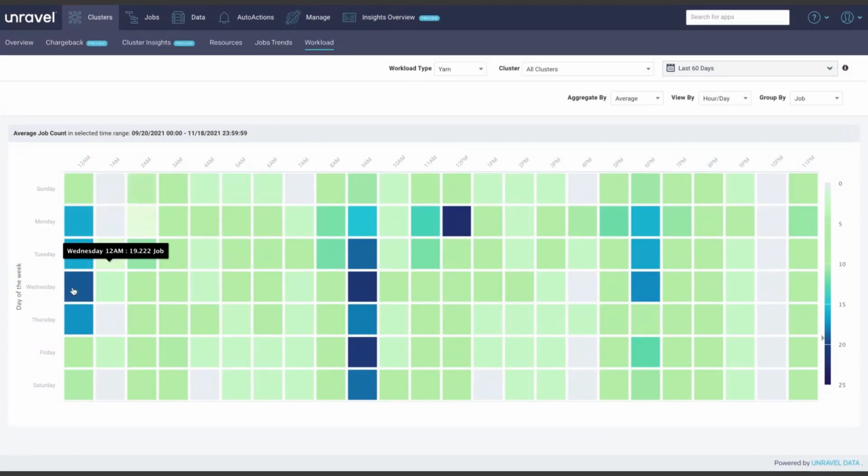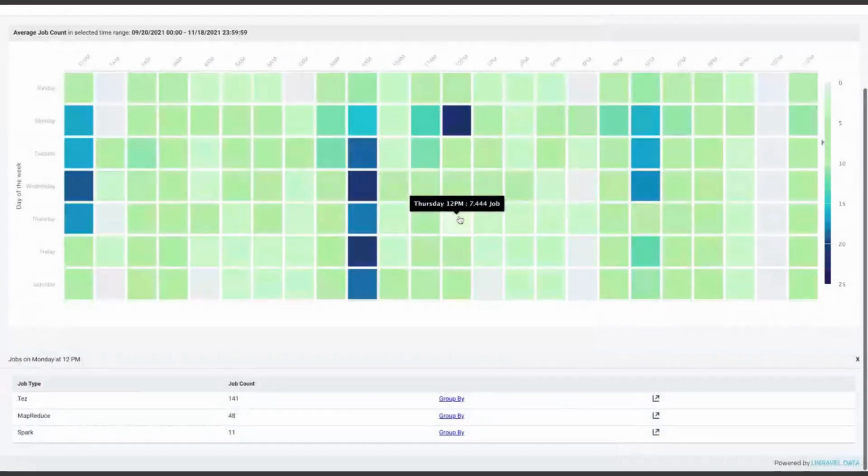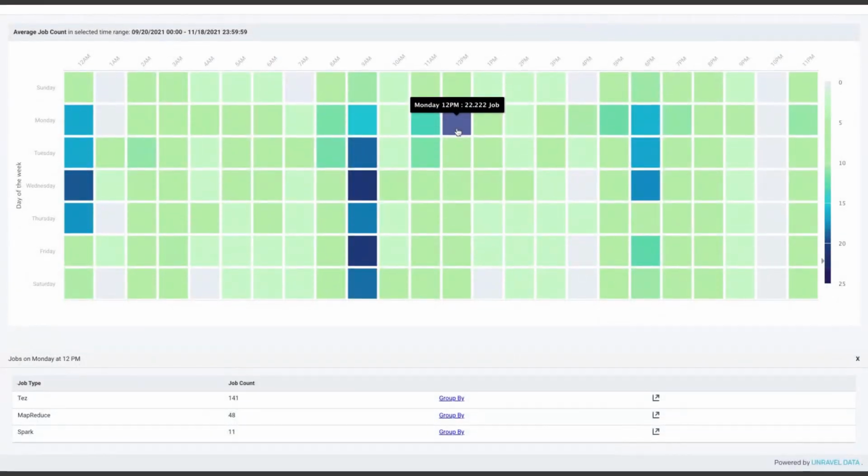It would be really useful on this page if we could identify what jobs are actually being run at this time on Wednesday at midnight or on Monday at noon. Well, I can do that here with Unravel. I can quickly click on that cube within the heat map and understand that there are 141 Tez jobs, or there's 58 MapReduce jobs. So now I have a better understanding of what's happening at Monday at noon, but also what those specific application types are.